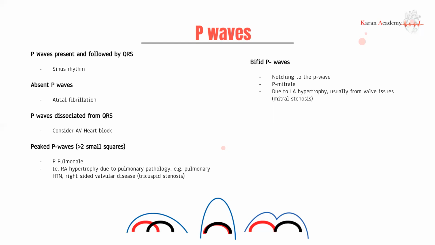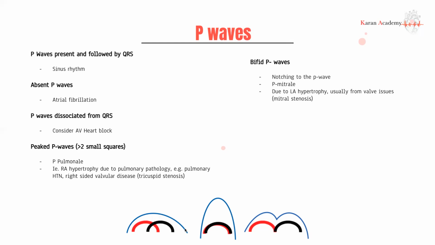Next, let's look at bifid P waves. And why would you get something that's notched like this? As we said, most of the electric impulse starts in the right atria. However, if for some reason you have hypertrophy of the left atria, you're going to get an initial depolarization from the right side. And by the time it reaches the left, you're going to have another big depolarization because now the left side is also hypertrophied. So you're going to have a big peak, versus normally where the 2 peaks kind of overlap and you get a normal looking ECG lead.